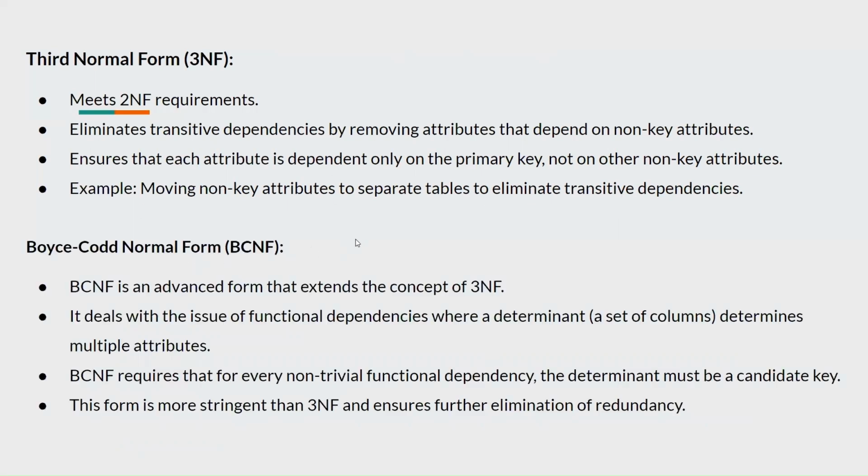Then came BCNF, Boyce-Codd normal form, which is an advanced form that extends the concept of third normal form. It deals with the issue of functional dependencies where a determinant determines multiple attributes. BCNF requires that for every non-trivial functional dependency, the determinant must be a candidate key. This is a more stringent form of third normal form and ensures further elimination of redundant data.